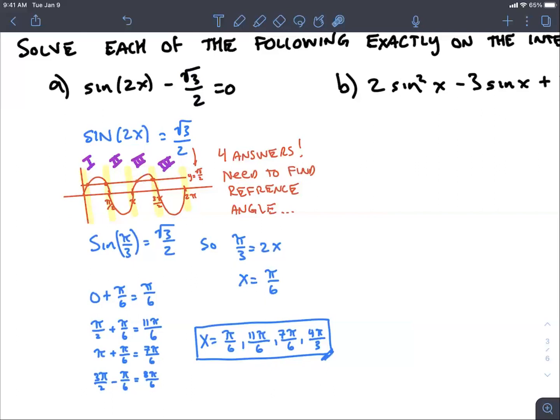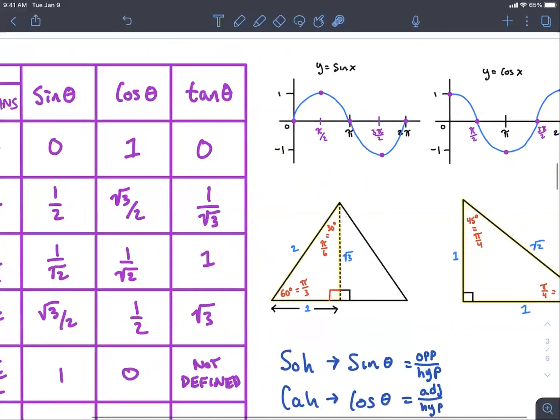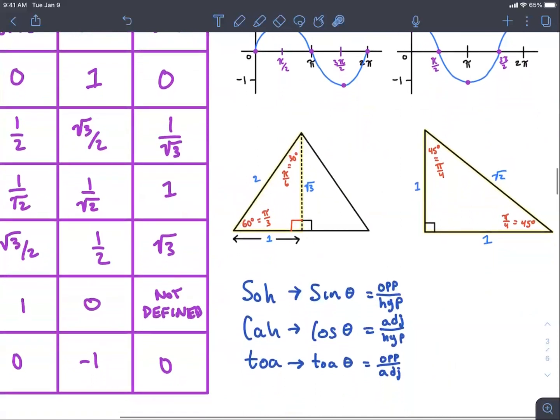So in order to find that first answer, what I'm going to do is go back to those triangles that we created and try to find something that gives me the square root of 3 over 2. You can already see the answer right there. But that comes back to this here. I'm looking for the square root of 3 over 2. So that would either be the cosine of pi over 6 or the sine of pi over 3.